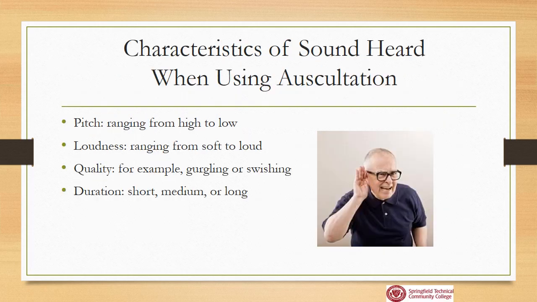What are the characteristics of sound that you hear when you use auscultation? We talk about pitch, which is sound that ranges from high to low, and loudness, ranging from soft to loud. You will have ease hearing breath sounds because they are typically pretty loud, and you will have difficulty hearing heart sounds because they are typically quite soft, especially when compared with the lung sounds you'll hear. What kind of quality do they have? Sounds of the abdomen, bowel sounds, are often described as musical or tinkling. And what is the duration of those sounds? Is it short, medium, or long?